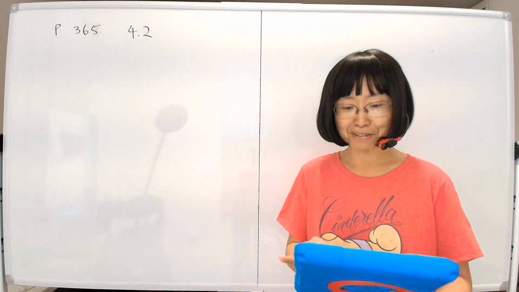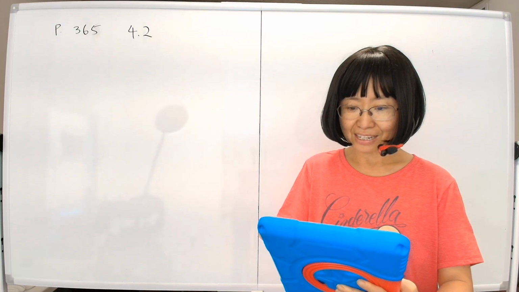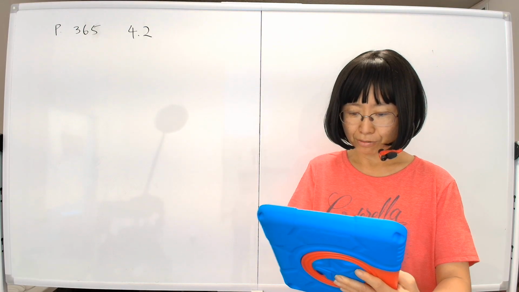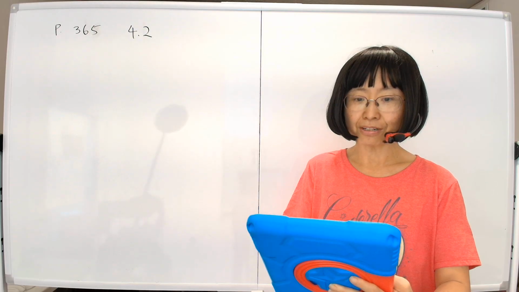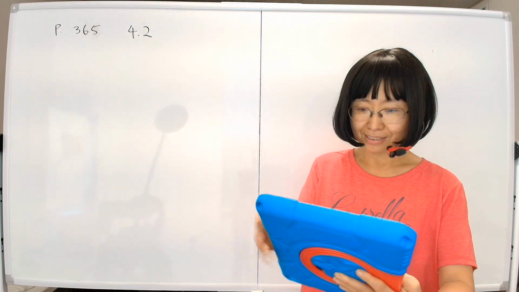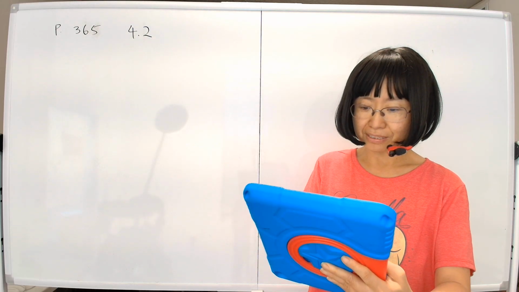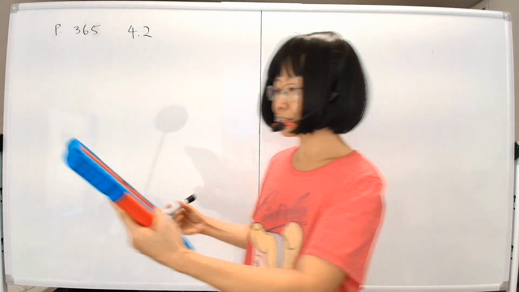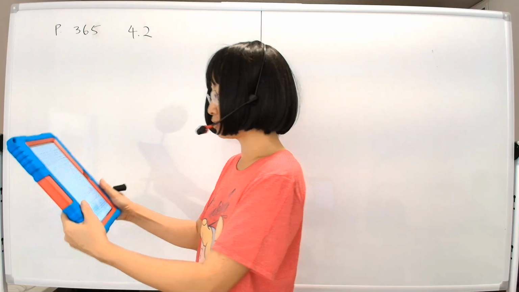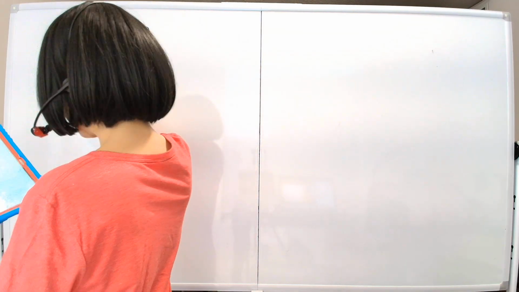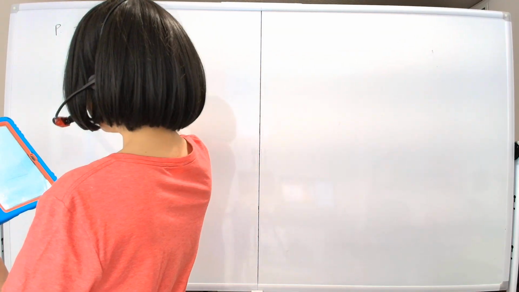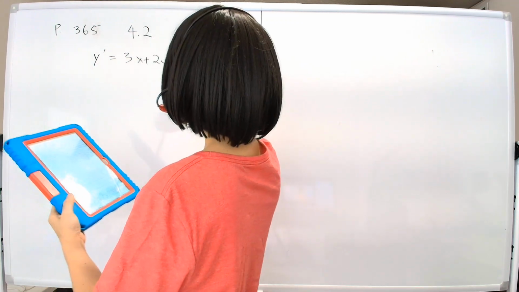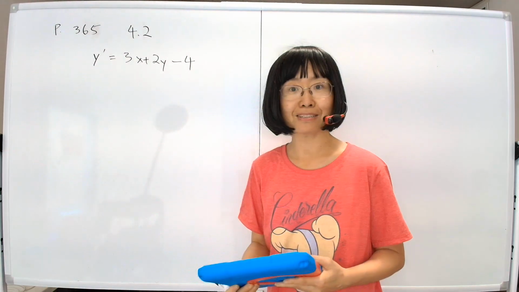So first, let's talk about what it is. Let's look at the following page, 366, where there's a figure 4.7, where we have a slope field. The slope field represents the differential equation y prime equals 3x plus 2y minus 4. That is fine, but what does the slope field mean?